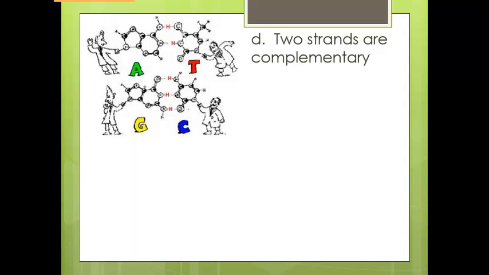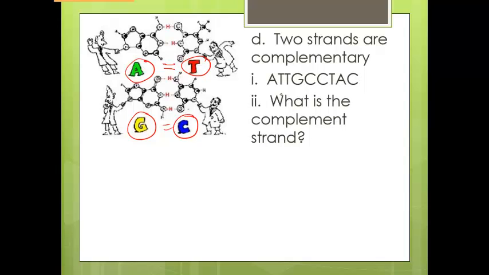We also know that the strands are complementary, so there's a rule that says A will only ever pair with T and G only ever pairs with C. And that's just the rule. It's the base pairing rule. So if we have the strand ATT, GCC, TAC, and we know that that's half of the DNA, keeping in mind that DNA is double stranded, so we know one half. We don't know what the other half is. We want to find the complement strand.